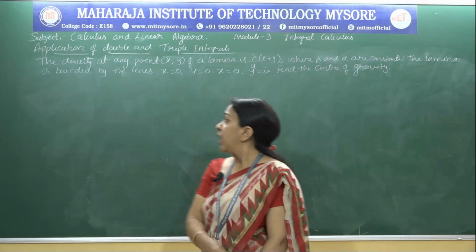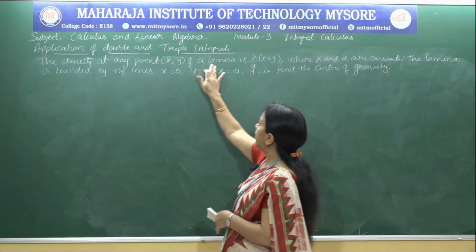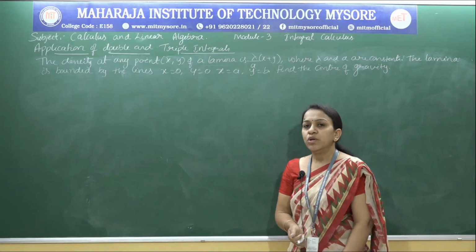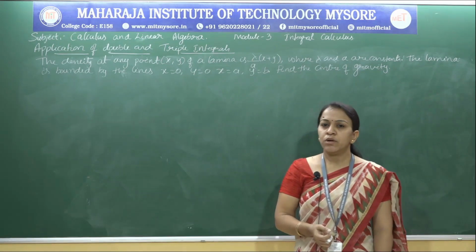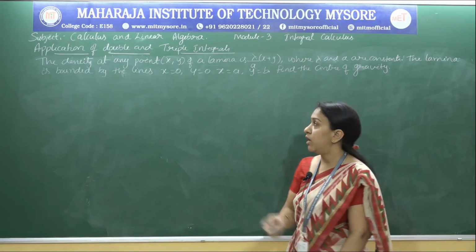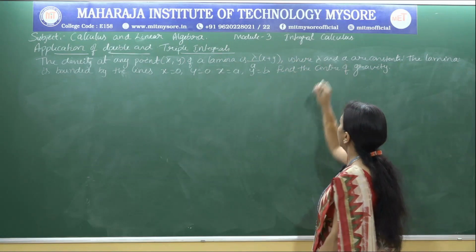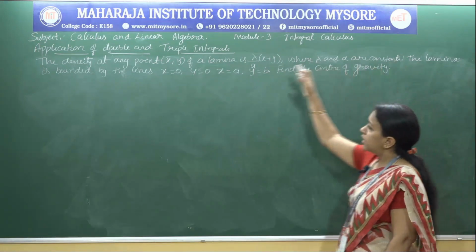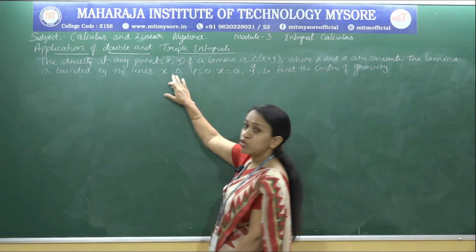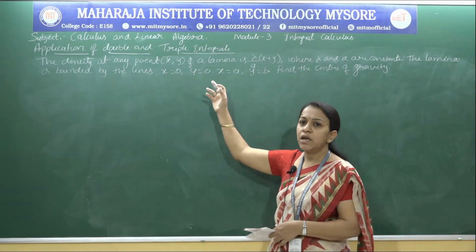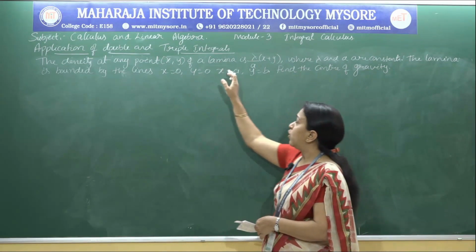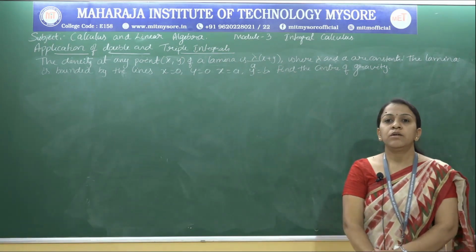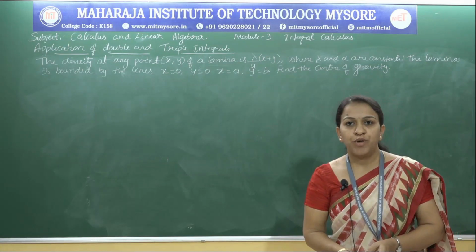Now the next problem is, the density at any point x comma y of a lamina is given, that is lambda by a into x plus y. So in the previous problem also they gave you the rho value, here also they gave you the rho value, and also lambda and a are constants. The given lamina is bounded by the lines x equal to 0, y equal to 0, nothing but the x and y axis, and also x equal to a and y equal to b. Then in that lamina we are supposed to find the center of gravity.